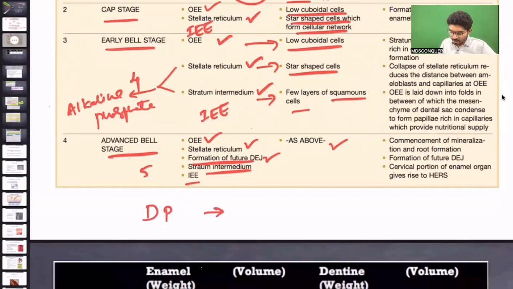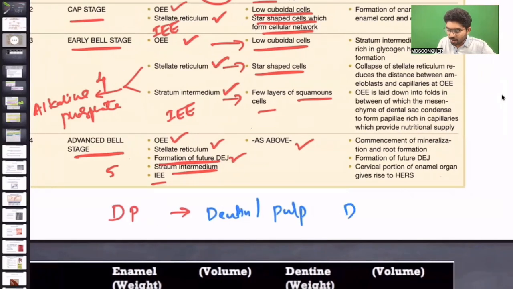Dental papillae gives rise to D for dentin. Very good. P for pulp. So dental papillae gives rise to dentin and pulp. Okay, next one is dental follicle.